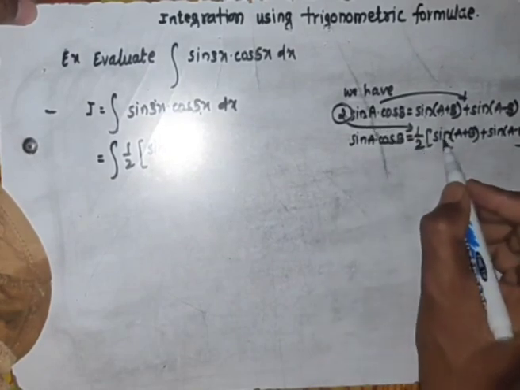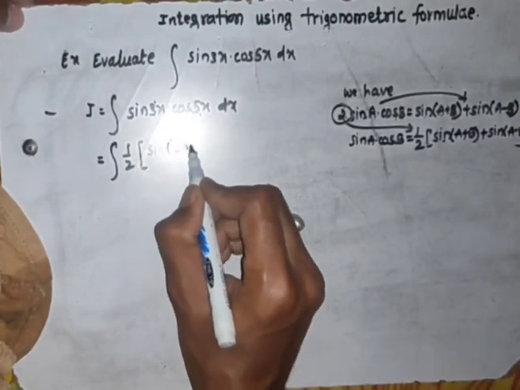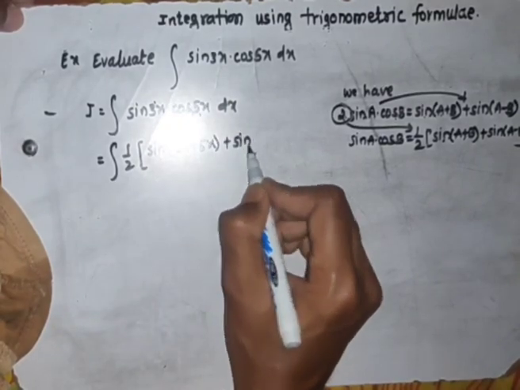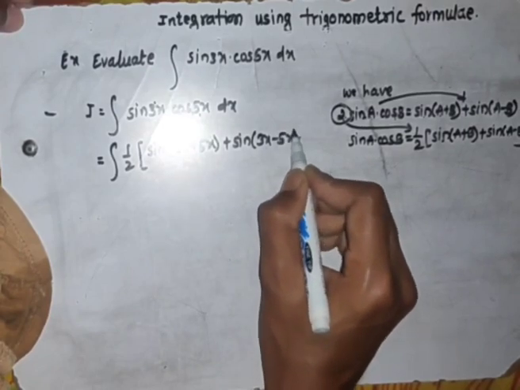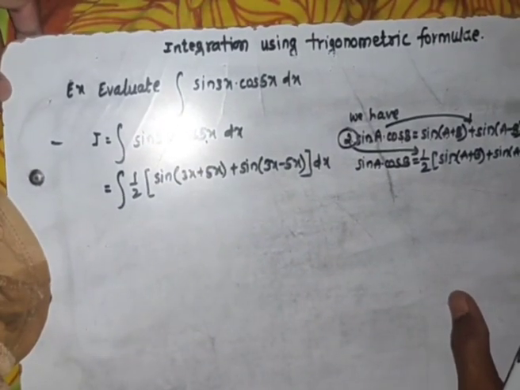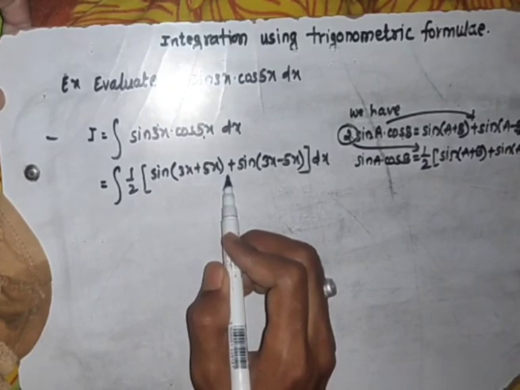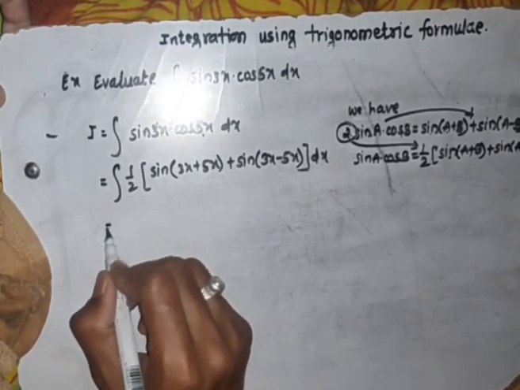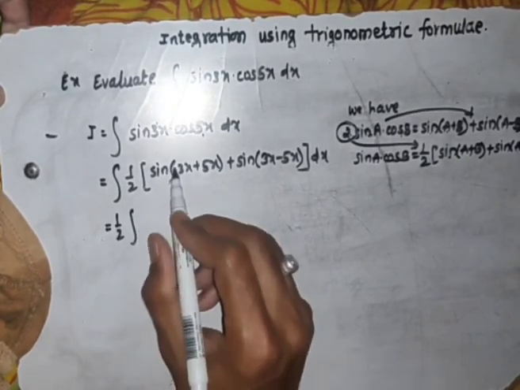Only shifting this, we will get sine (a plus b) here. Sine, what is a? A is 3x, plus b is 5x, plus sine of (a minus b). What is a again? A is 3x, b is 5x. Completing this bracket, taking integration with respect to x. Note this step. What is here? Sine of (3x plus 5x) plus sine of (3x minus 5x) dx. Now 1 by 2, being constant, can be written outside of integration. What is in the integration?